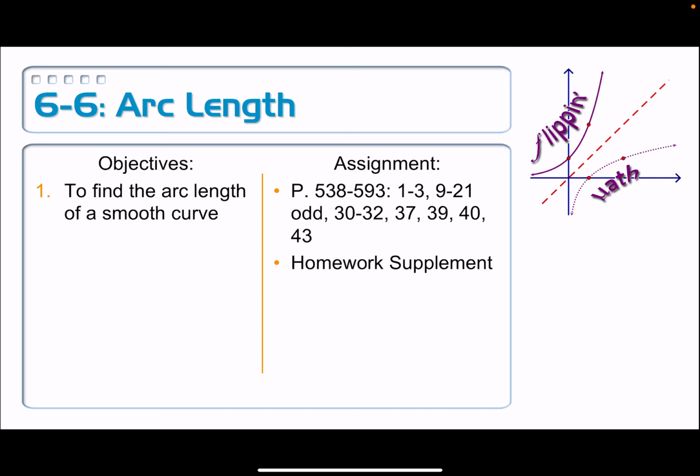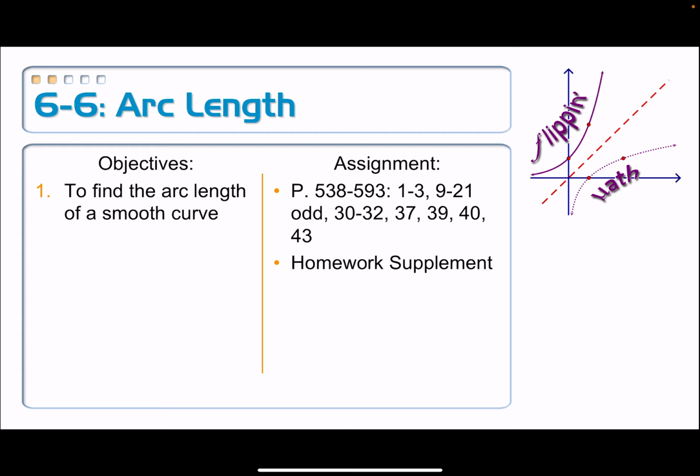In this lesson, we plan to find the arc length of something that's called a smooth curve. This is our first truly BC only topic. A smooth curve is exactly what you think it might be. There's no kinks in it. There's no sharp turns. By definition, it means that the derivative is also continuous.